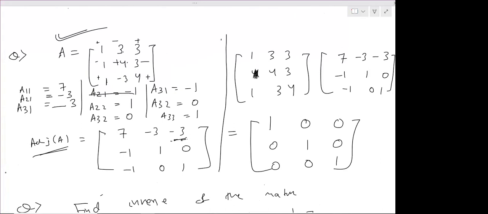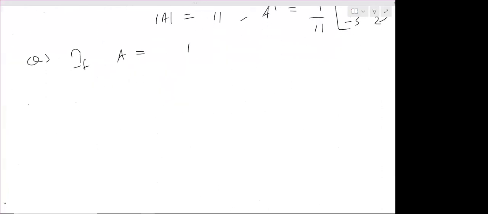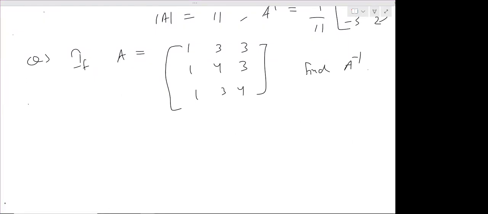Okay? Sir, क्या? मैं लिख ही देता हूँ क्वेश्चन. If A equals to 1, 3, 3, 1, 4, 3, 1, 3, 4, find A inverse. All right? Yes, sir.